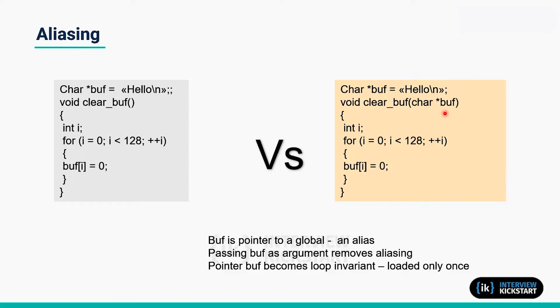It's being called with a parameter, which is a character pointer, and it uses that pointer to initialize. So here the buff refers to this parameter, which is a character pointer. And the calling function would pass the global variable as the actual argument. So passing buffer as an argument removes aliasing, because aliasing will introduce certain difficulties for the optimizer.